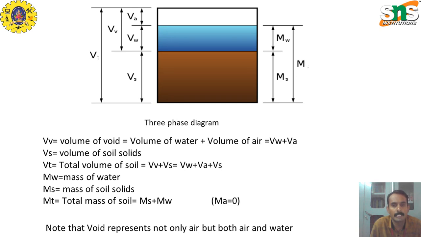On the right hand side, similarly, it is represented in terms of mass. Ms represents the mass of solids, Mw represents mass of water. Mass of air, since it is negligible, is taken as 0. And the total mass is the combined mass of water and mass of solids. So this is the explanation about the three-phase diagram of soil and various forms of existence of soil.